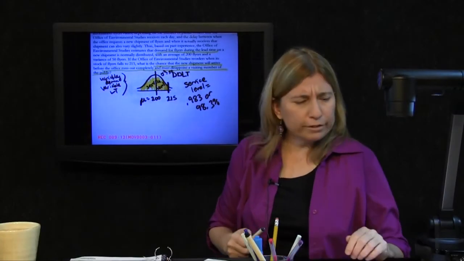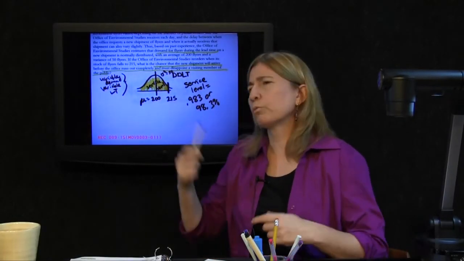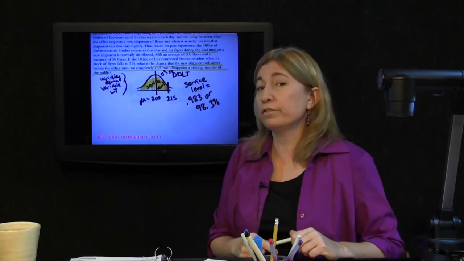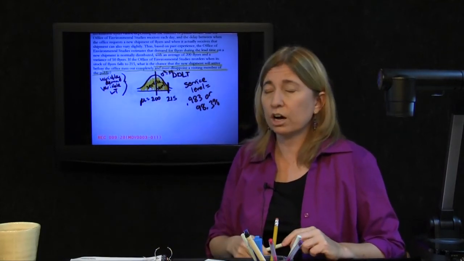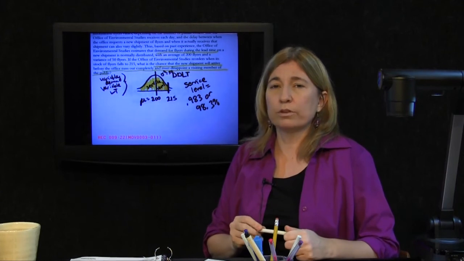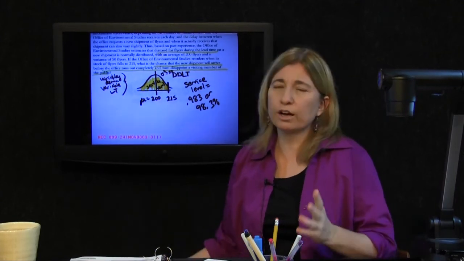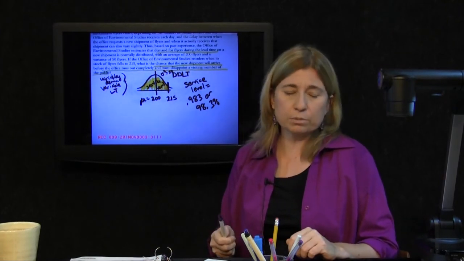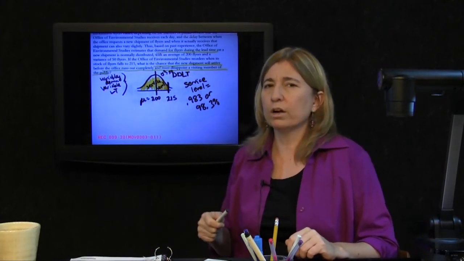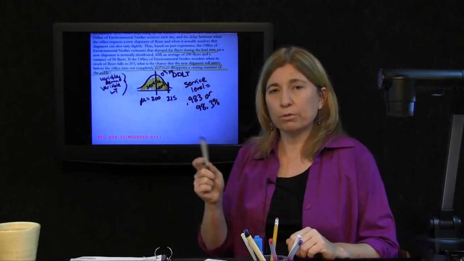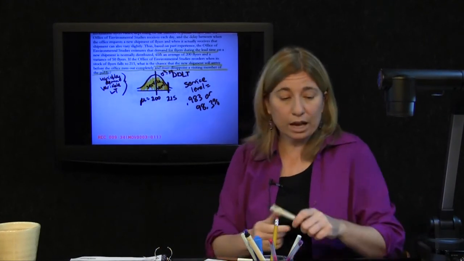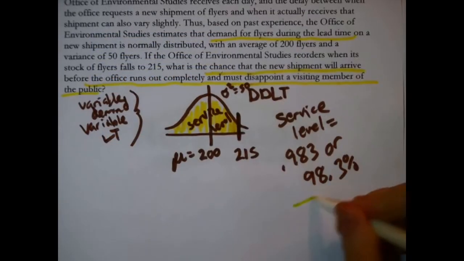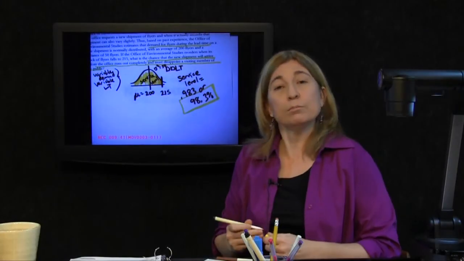If the Office of Environmental Studies reorders at 215 flyers left in stock, there is a 98.3% chance that in fact they're going to have enough flyers while they wait for the new shipment to get there. There is a small chance, you could subtract that from 1, that they might run out. That would be the stockout risk. But the actual answer to the question, which we got from the z-table by calculating the z-score, is the 98.3%.